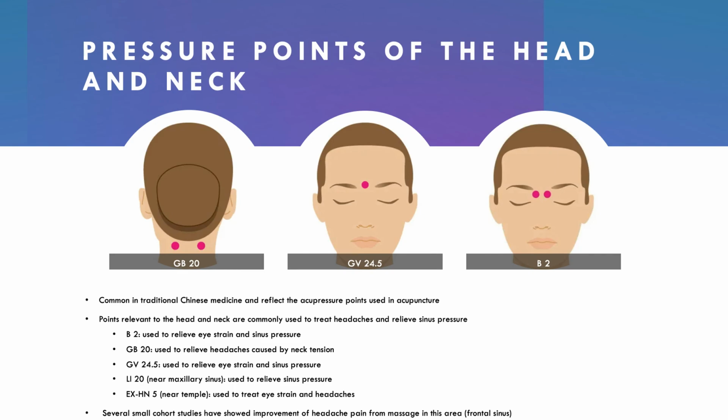And I was able to find several small cohort studies that showed improvement of headache pain from massage in this area. And this is kind of intuitive because, as you can see, GV24.5 and B2 both kind of straddle the frontal sinus, and so it makes sense that if you put pressure in that area, this could relieve some pressure from that area.